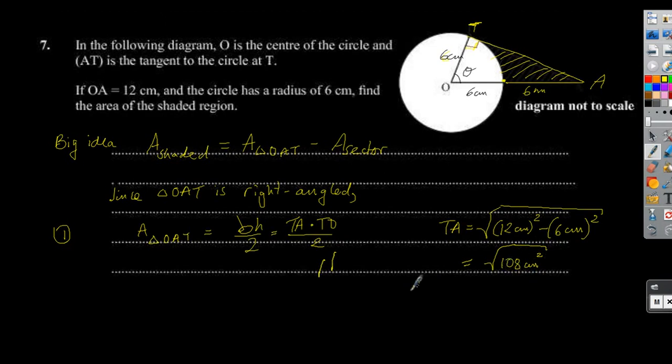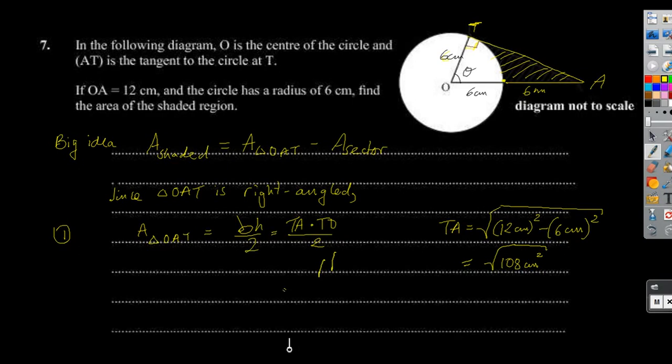Take the square root, and now take a moment to see if you can simplify the square root of 108. You should be getting 6 root 3. If you haven't done this yet, pause the video now and make sure you understand why this becomes 6 root 3. Now I can substitute in here.